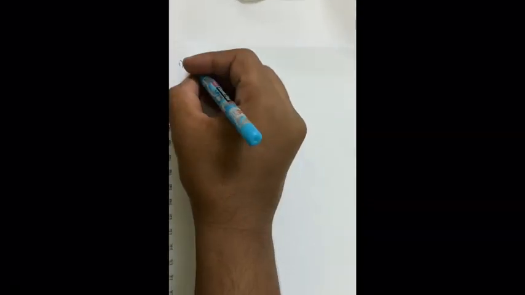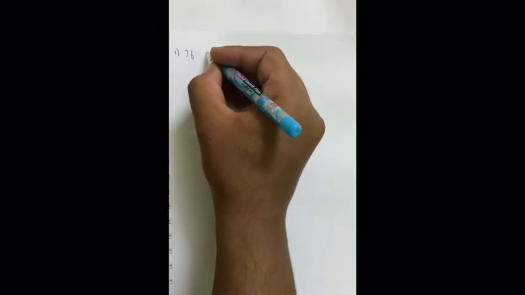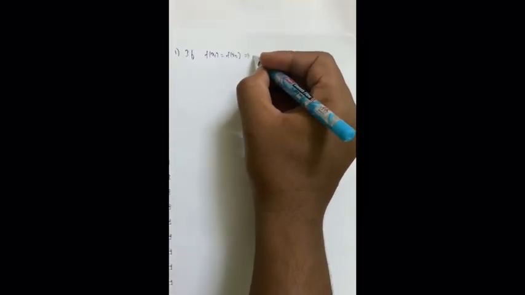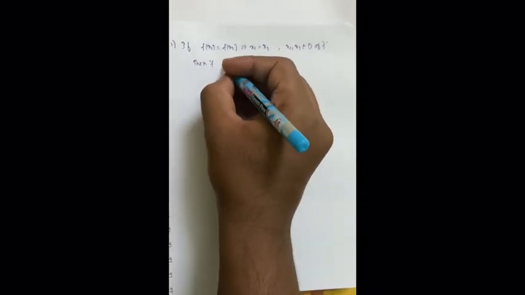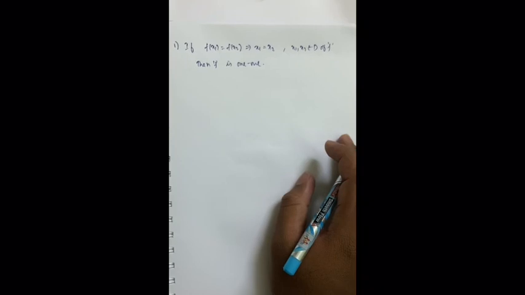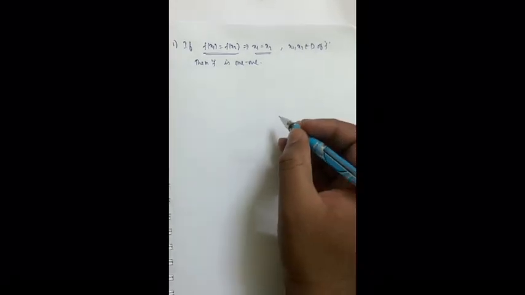The first rule is based on the definition of a 1-1 function, which is: if f(x1) = f(x2) implies x1 = x2, where x1, x2 belong to the domain of f, then f is 1-1. Okay, this is the first rule. So what is the meaning of this rule? It means if the images of two elements x1 and x2 are the same, then the elements must be the same. So two different elements should not have the same image.